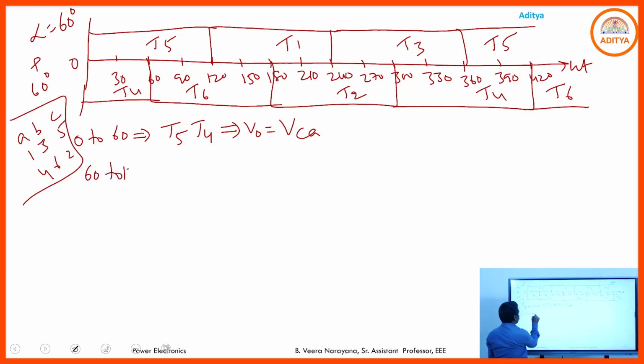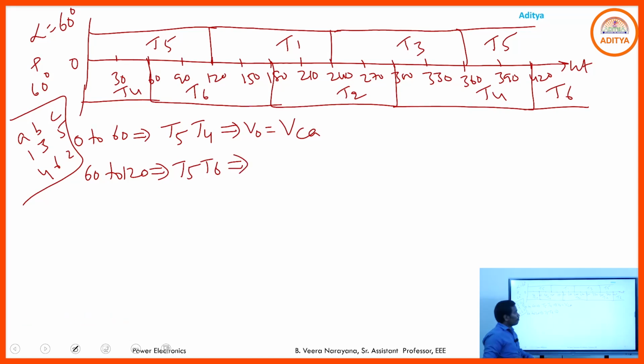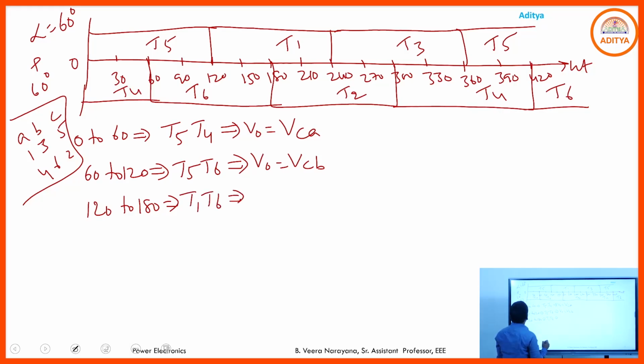60 to 120, 5, 6. I don't know which SCR comes to the on state; it simply depends upon the timing diagram. We draw the voltage table and after that we draw the output voltage waveform. Very, very simple. 5, 6: V0 is equal to VCB. From 120 to 180, T1, T6. Then 1, 6: V0 is equal to VAB.